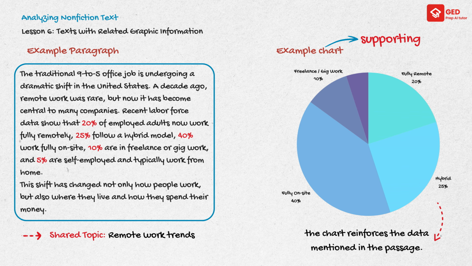Never assume, always cross-check. The graphic also allows you to see relationships more clearly. For example, while only 20% work fully remote, if you combine remote, hybrid, and self-employed workers, that equals 50% of the workforce spending at least some time working outside a traditional office. That broader insight may not be directly stated in the passage, but the graphic makes it easier to notice. This is how strong readers use visuals to deepen understanding.